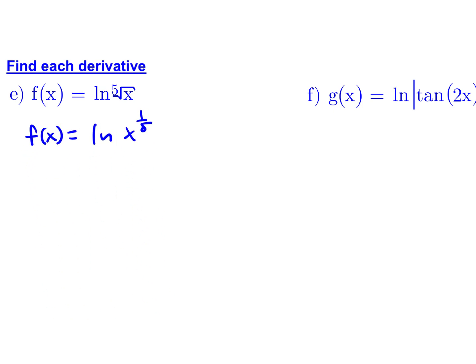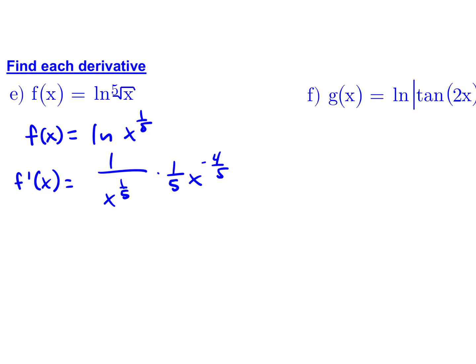So I could, again, using my natural log derivative functions and chain rule, f prime is going to be 1 over x to the 1/5. And then again, I have a function here, so I have to take the derivative of that using the chain rule. So that's 1/5 x to the negative 4/5. So then it's a matter of cleaning all this up.